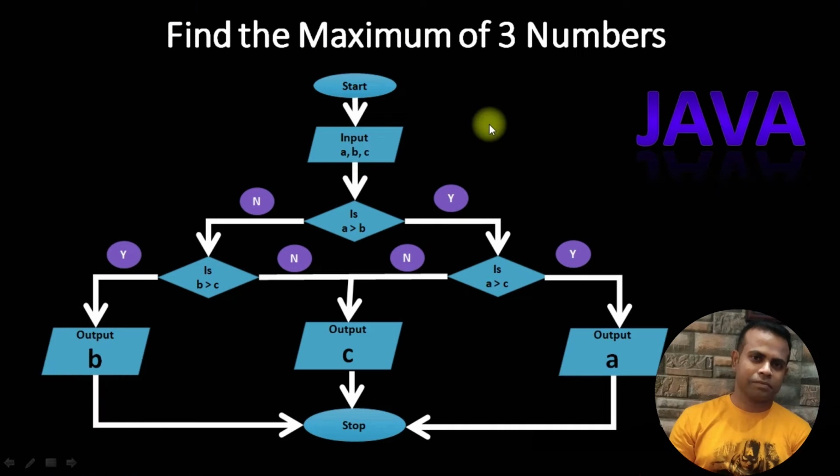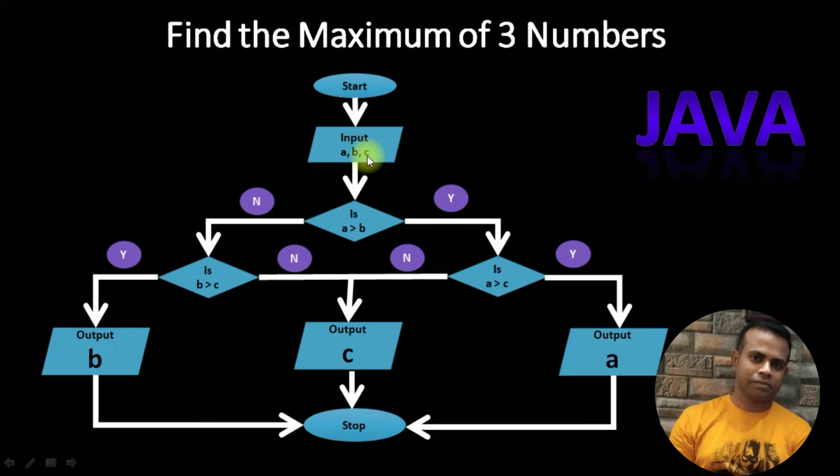In our last class we learned how to create an if else statement. Today our program is to find the maximum of three numbers. So let's first understand this flow. Our program starts here, then we will take input. We have to find out the maximum of three numbers, right? So we have to create three variables and we will take input under a, b and c, three input variables.